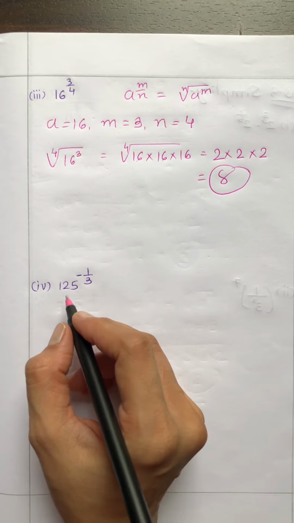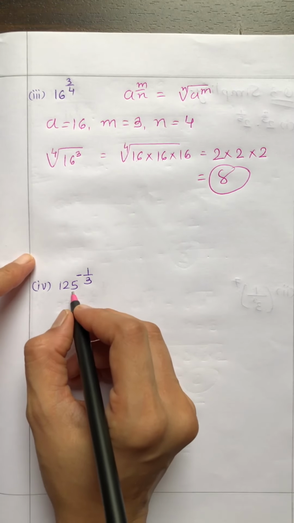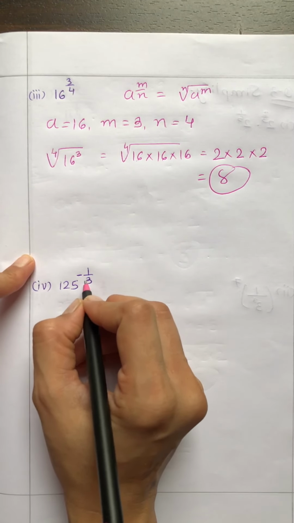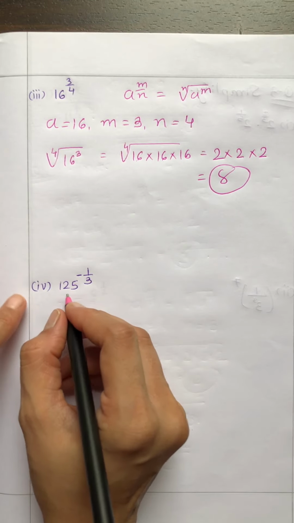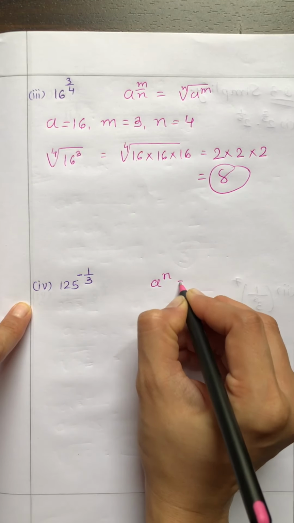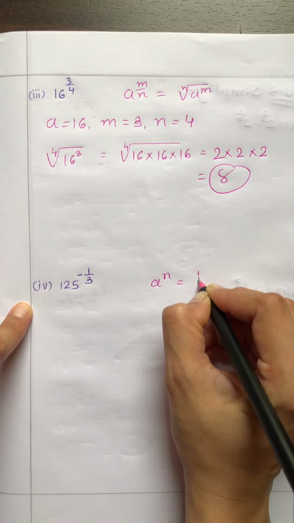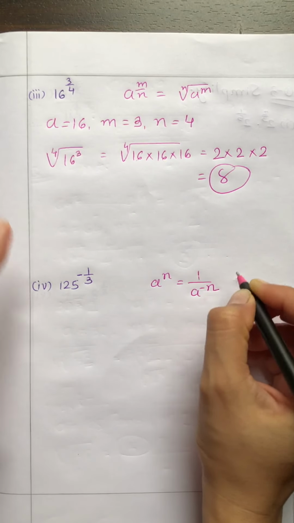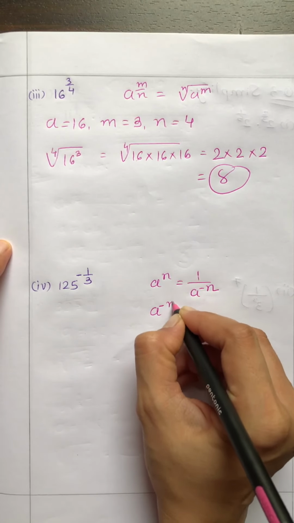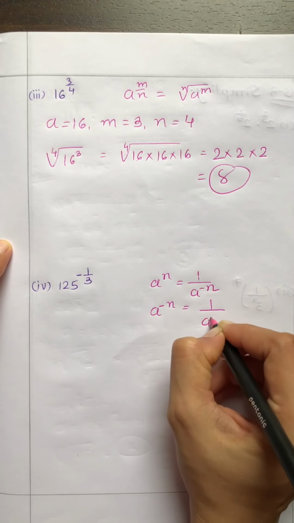Fourth question, 125 raised to minus 1 by 3. Now compare this with a raised to minus n is equal to 1 upon a raised to n.